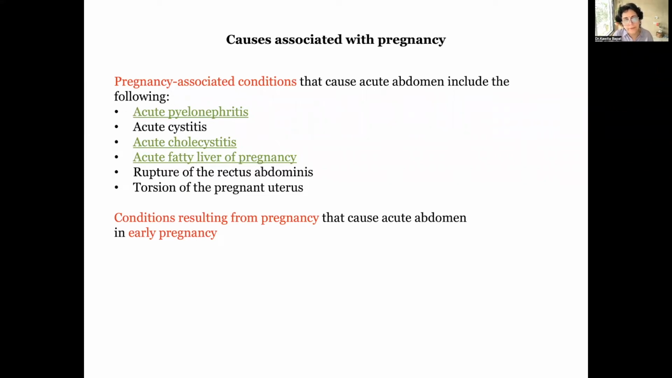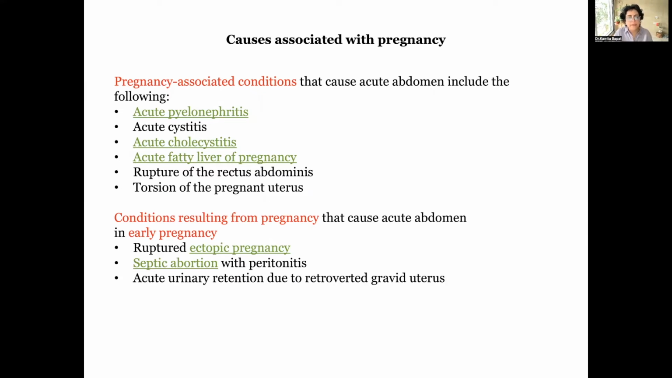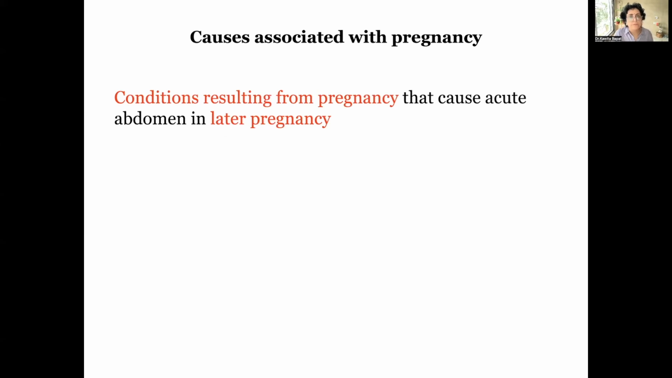These are also important, the conditions resulting from pregnancy that cause acute abdomen in early pregnancy. As we all know, it's ectopic pregnancy, septic abortion with peritonitis, and acute urinary retention due to the retroverted gravid uterus, or prolapsed uterus, up to 12 or 14 weeks. The patient comes with acute abdomen because of urinary retention due to the retroverted gravid uterus.